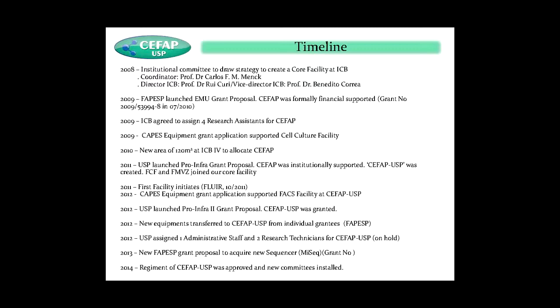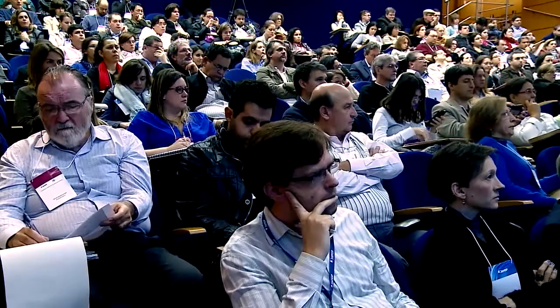And from that on, we started thinking about a way to be as sustainable as Lactate showed before. Initially, the Institute agreed to assign 4 research assistants. This was very important because we built up from ground zero in our core facility. Later on, we found ways to be financed from outside FAPESP. We were very lucky that CAPES, with the Pro-Equipment program, gave us the cell culture facility. Later on, a new FACS machine, and also some grant proposals from individuals who got grants from FAPESP allocated equipment to the core facility.